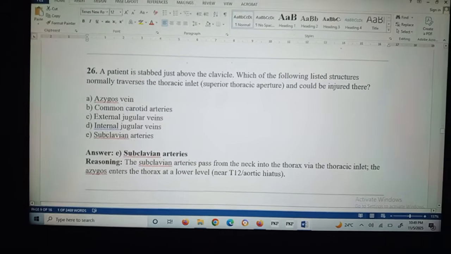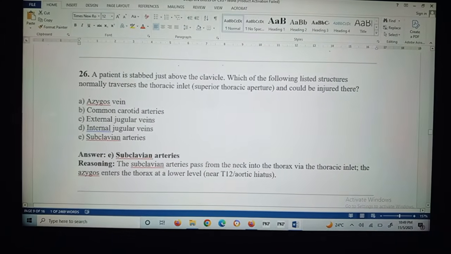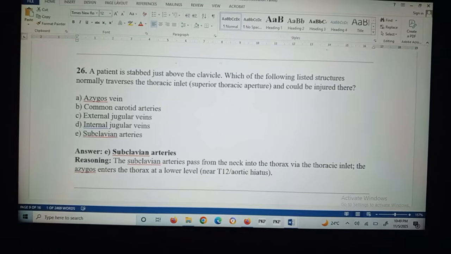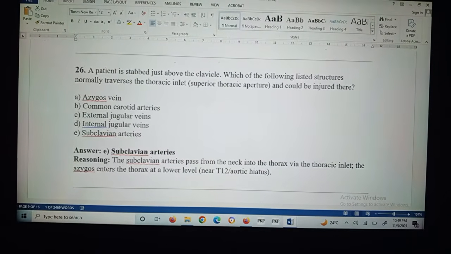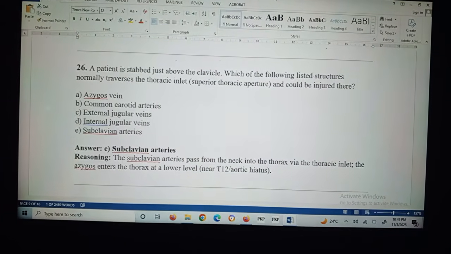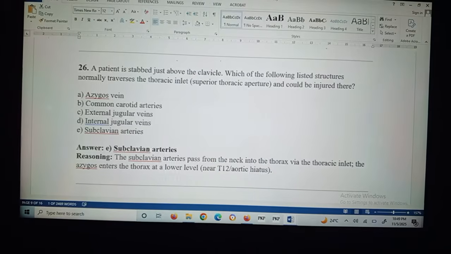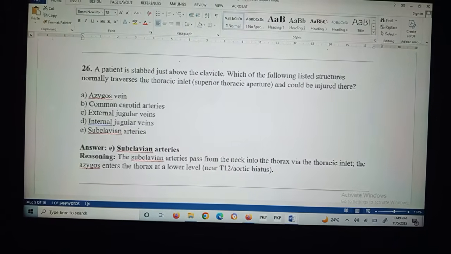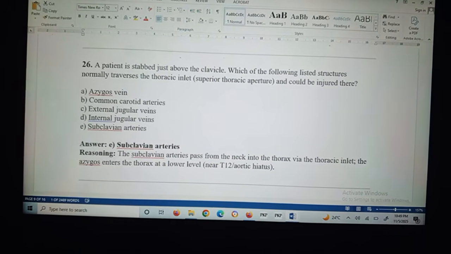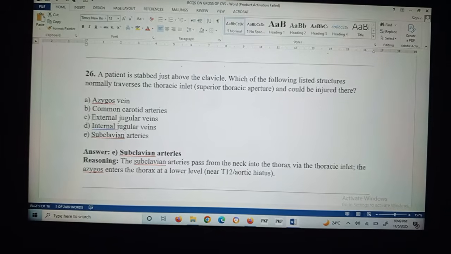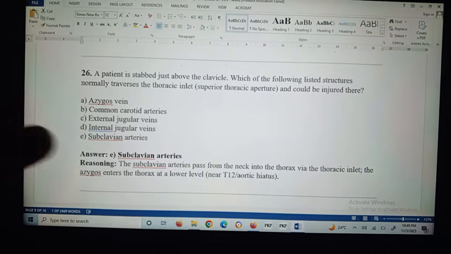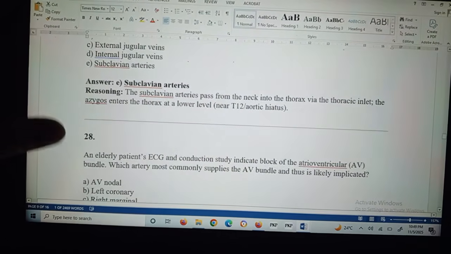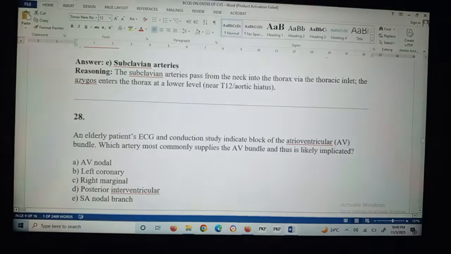Question number 26. A patient is stabbed just above the clavicle. Which of the following listed structures normally traverses the thoracic inlet, the superior thoracic aperture, and could be injured here? Subclavian arteries, because they pass from the neck into the thorax by the thoracic inlet. The azygos vein enters the thorax at a lower level near the T12 aortic hiatus. This can be asked to you vice versa.